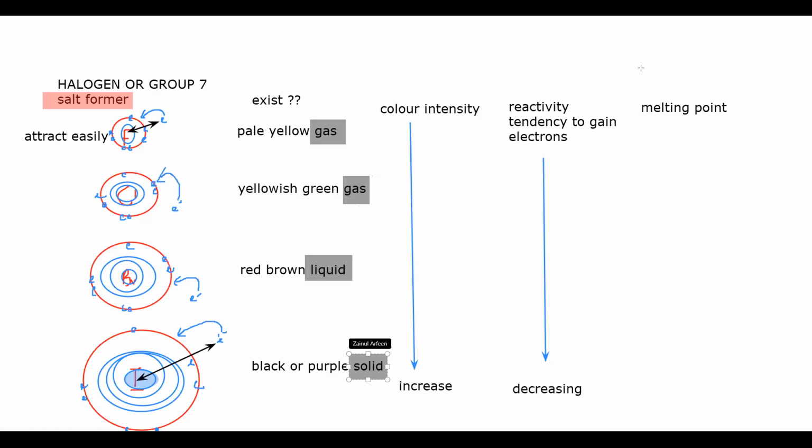So as you go down the group, will the melting point increase or decrease? As we go down the group, what happens to the melting point? So the melting point will increase.